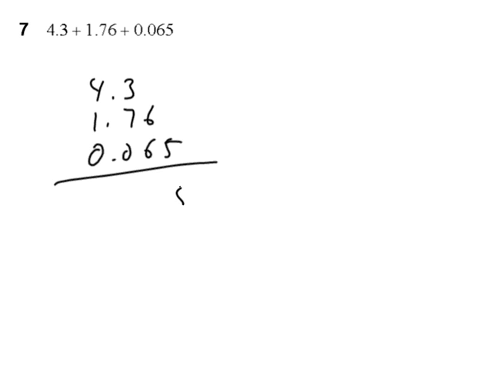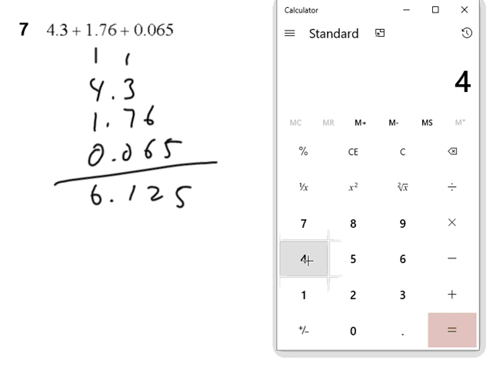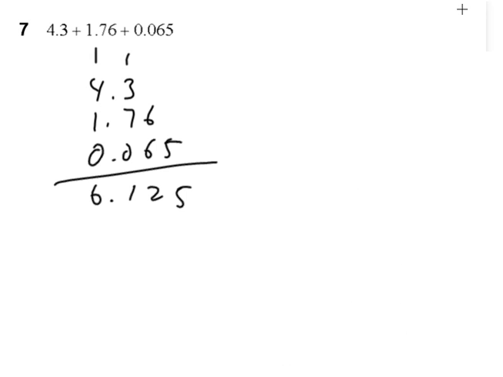Question 3, the addition of 3 decimals. So again, we're going to line up our decimals. Yep, that's right. 5, 12, carry 1, 11, carry 1, 5, and 6. Drop your decimal down, you get 6.125. Verify it with a calculator, make sure I didn't make any silly mistakes, which I tend to do. 4.3 plus 1.76 plus 0.065 equals 6.125. Yay for me.